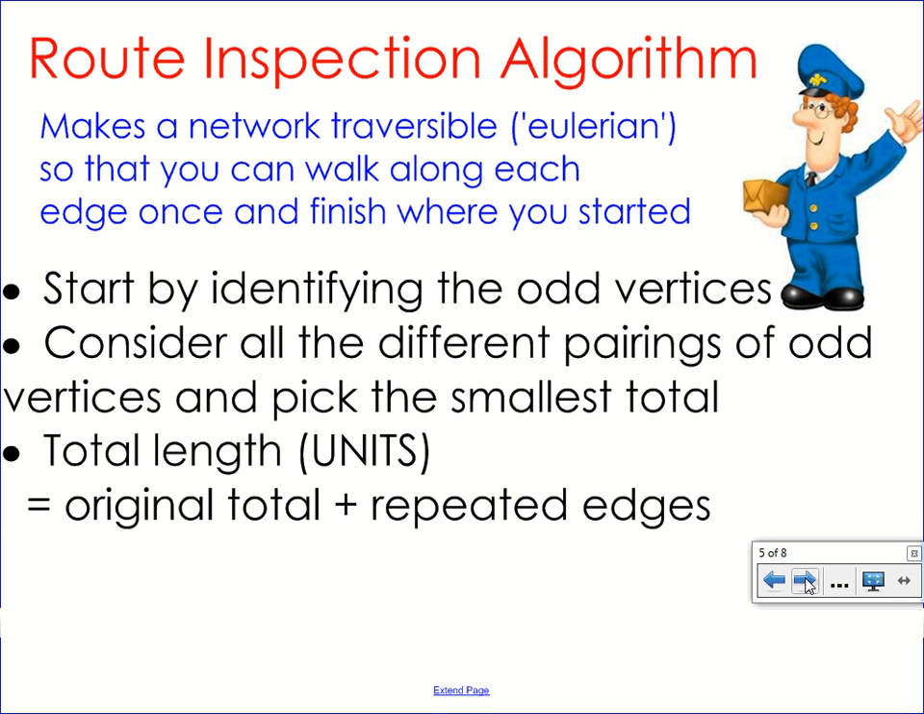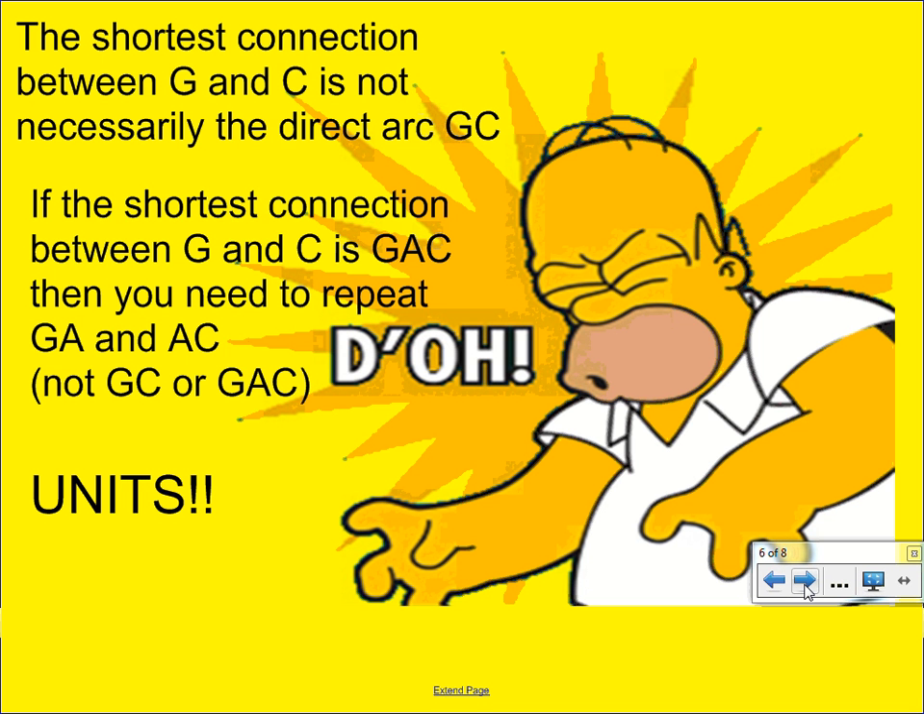Then we repeat those arcs that form the smallest total, and the new total length of the walk will be the original total where he delivers all the letters, plus obviously the roads you're going to walk along twice. The most important thing to be aware of that goes wrong is the thing that we looked at.